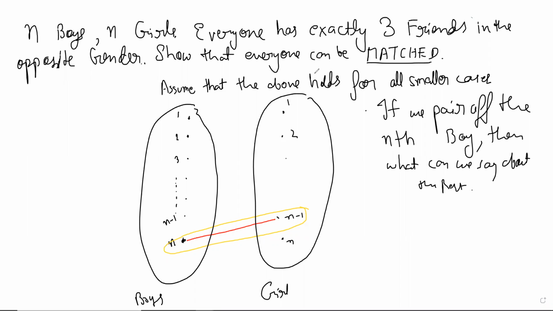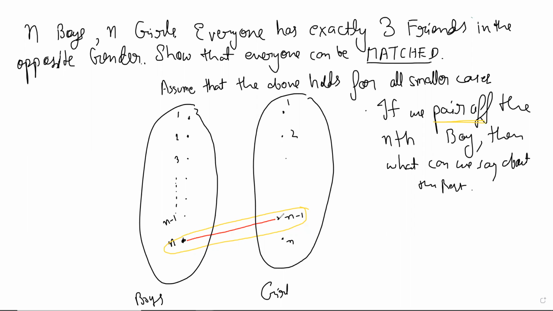No, right? Once you pair off, it means the n minus one girl is also now not available. We need to keep that in mind. That's what pairing off means. Then we can no more say that every boy has three friends. Can we? We cannot say, right? So we have lost that.